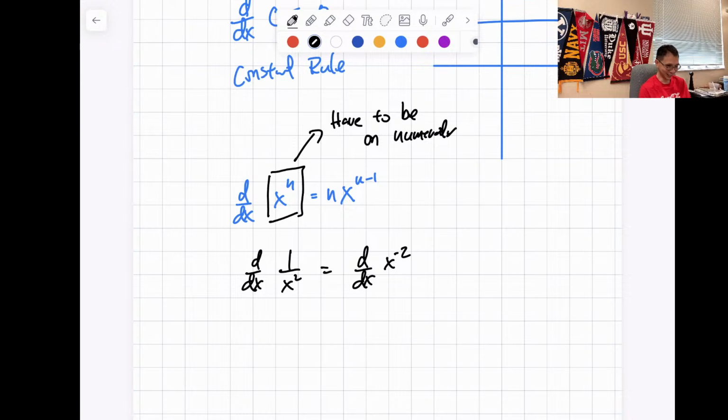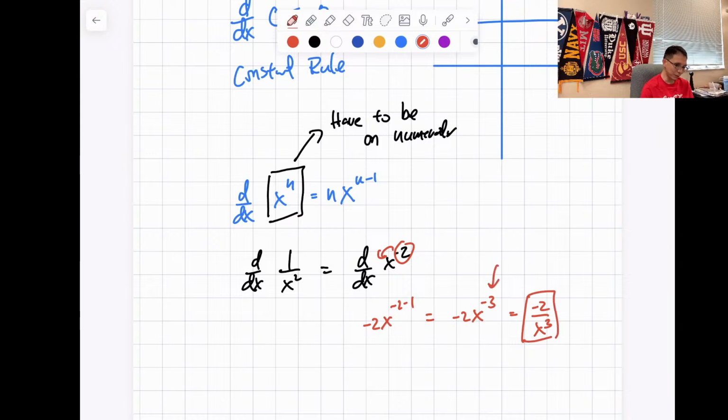Okay, so now I'm going to take a derivative of this part. Remember, this -2 falls into the front. But don't forget that -2 is going to be what? Subtract 1. Does that make sense? So it'd be -2 x to the -3. That's equal to -2 over x cubed. This is the final answer.